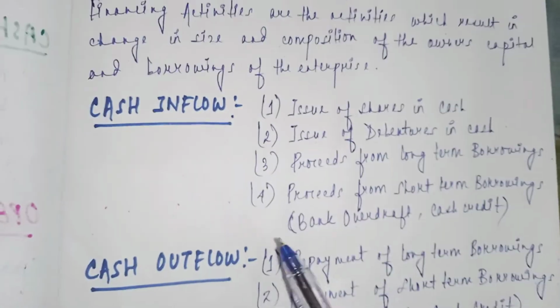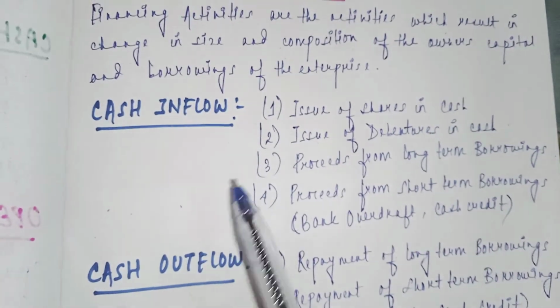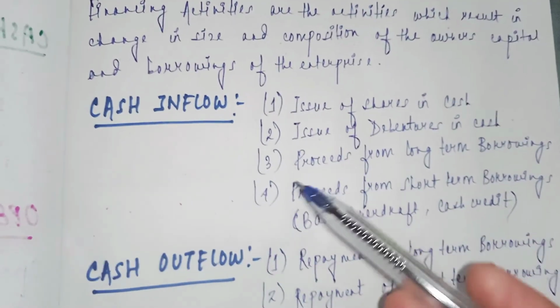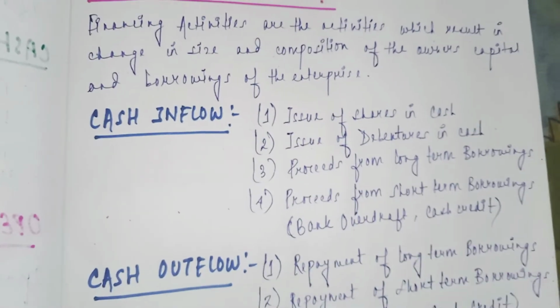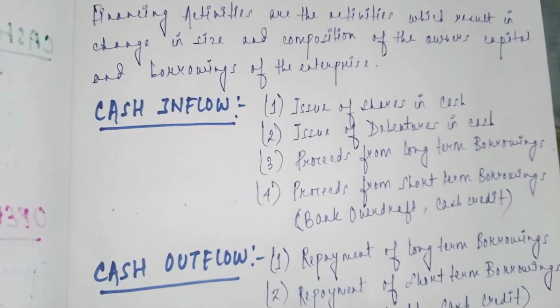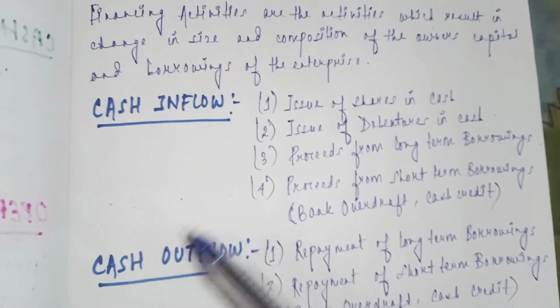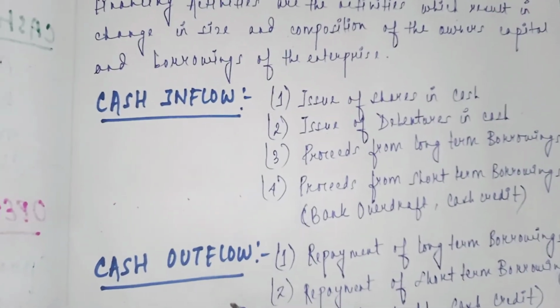In the inflow, we have understood that the cash is coming in the company by issue of your shares, by issue of your debentures, and by taking the long-term borrowings or short-term borrowings, whether in the form of bank OD, that is bank overdraft, or a cash credit.